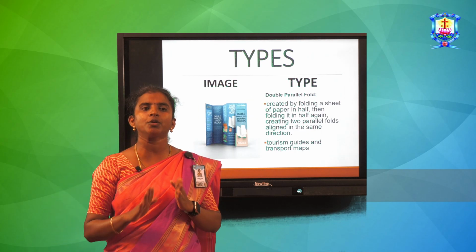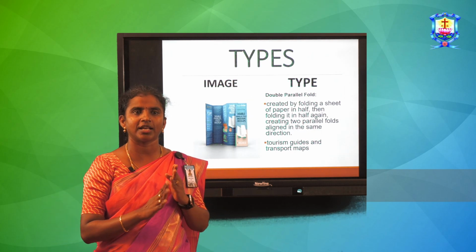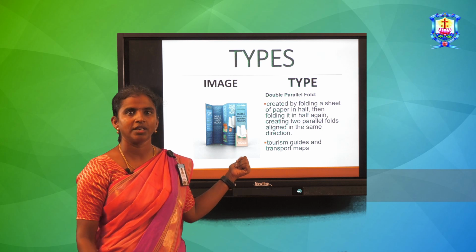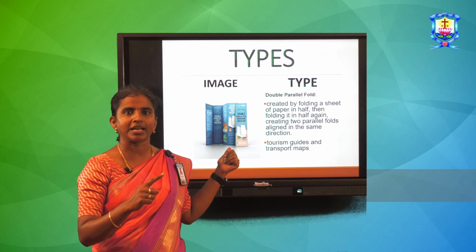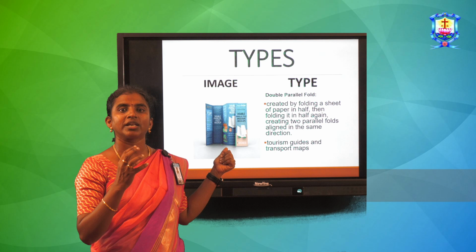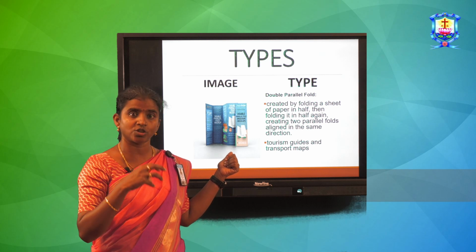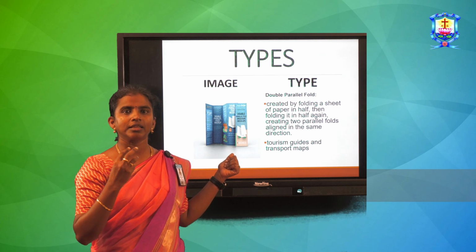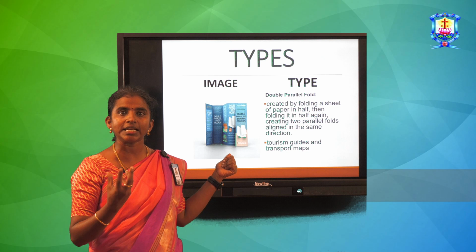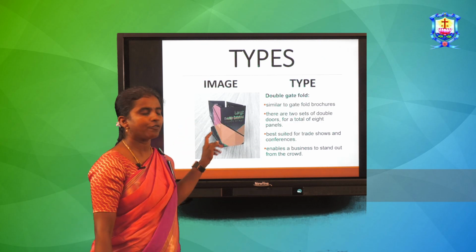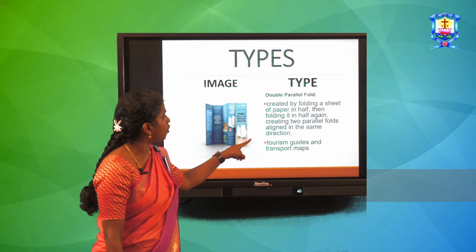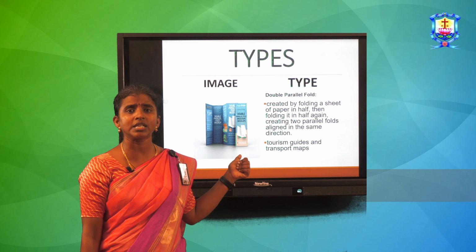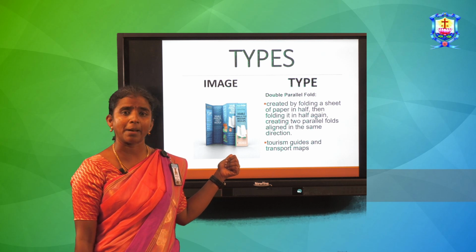Next one is double parallel fold. It is nothing but when you add 2 Z folds together, that forms a double parallel fold. So you get around 6 panels, and in those 6 panels you can give lots of information so that people will be able to understand it easily. And mostly the double parallel fold is used for tourist guides and tourist maps.